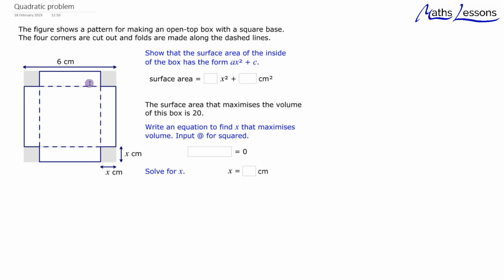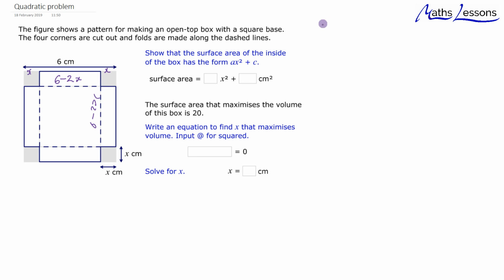Right, here we go. So let's look at this problem. You've got x is this distance, x is this distance here, and we've got 6 all the way across here. So this distance here is going to be 6 minus 2x. You're going to take off an x there and take off an x there. And as it's a square, that's also going to be 6 minus 2x.